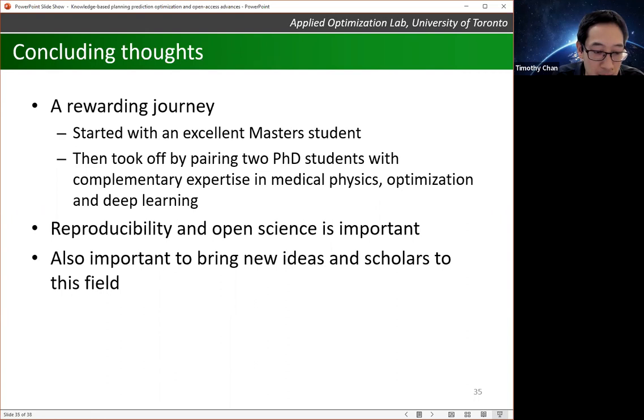We believe very much in reproducibility and open science, and part of the goal of having these competitions, putting the data and the code out there, was to encourage this type of behavior. And finally, we think it's also important to bring new ideas and new scholars into the field. When you have these open competitions and people join this field from a brand new field, we like to think that it brings in some new ideas and helps push things forward. Okay, so thank you, everyone. That's my presentation for today.